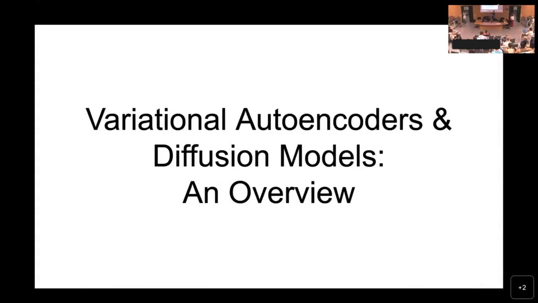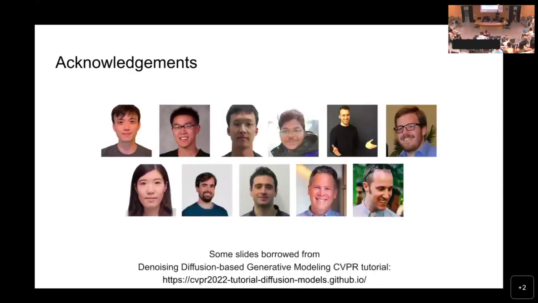So today I get the privilege to talk to you about variational autoencoders and diffusion models. We only have a short amount of time to cover a lot of space. I will talk a lot about some of the joint work that I've been doing with some of my great colleagues at Google. And also, I got to borrow some of their material. So I want to start by thanking them.